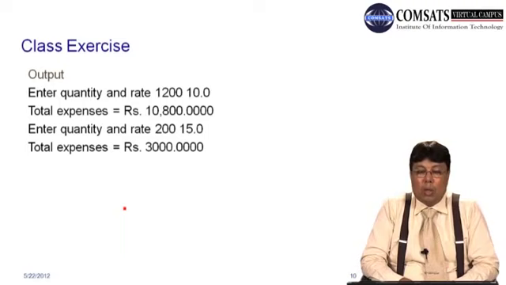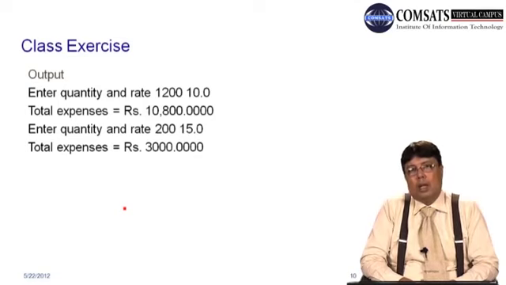Why? Because the quantity is greater than 1000. Therefore, there is a discount of 10%. So we have computed a discount from 12,000 rupees. The 10% of 12,000 is how much? 1,200 rupees. So we have given a discount of 1,200 rupees, and this is computed by our program.